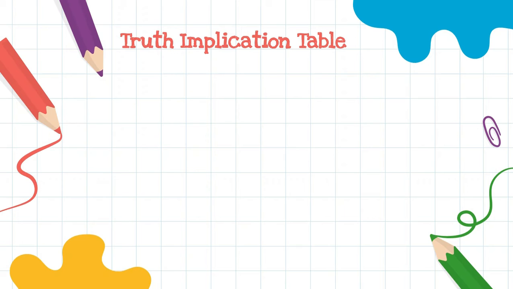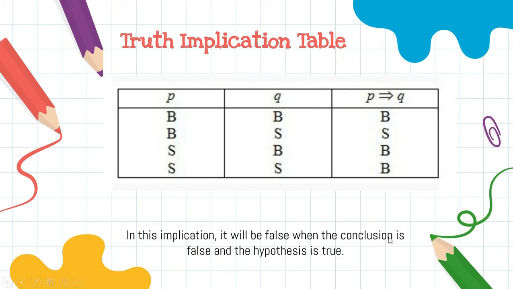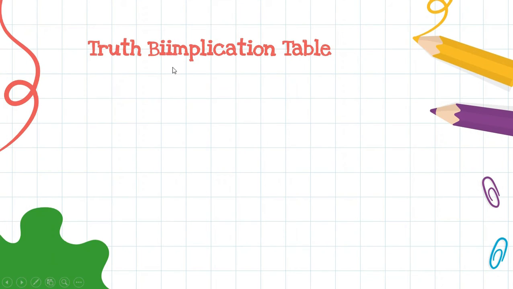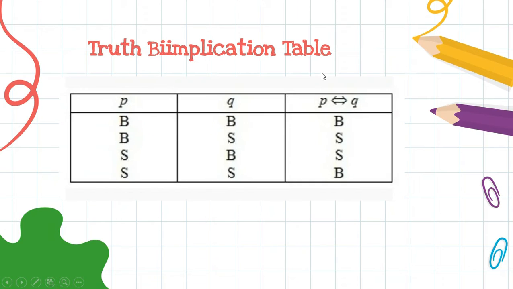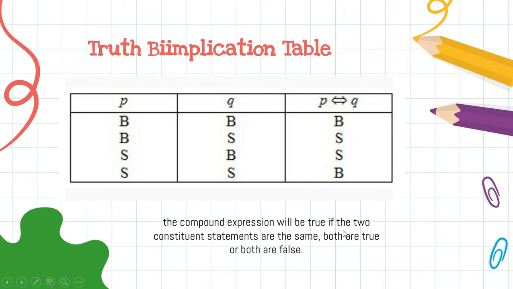Next, the implication truth table. We can see this table. In this implication, P then Q, P is called the hypothesis and Q is the conclusion. The implication will be false when the hypothesis is true and the conclusion is false. For the last, the biimplication truth table. You can see this table. In the biimplication, the compound expression will be true if the two constituent statements are the same, both true or both false.